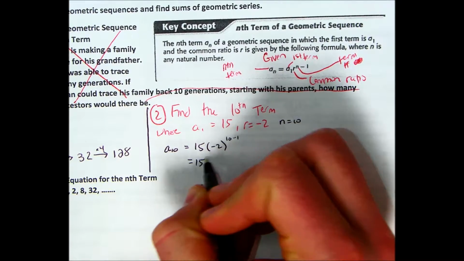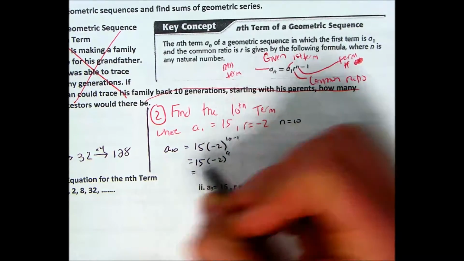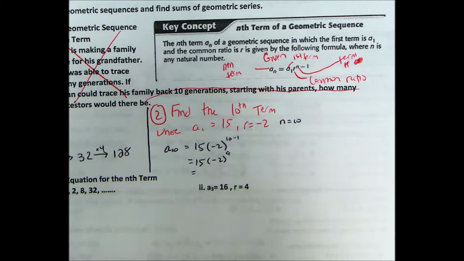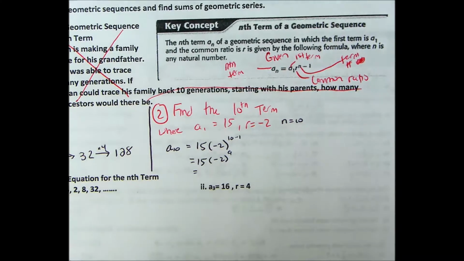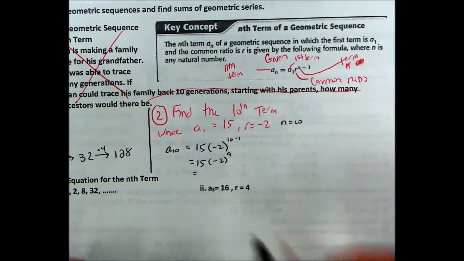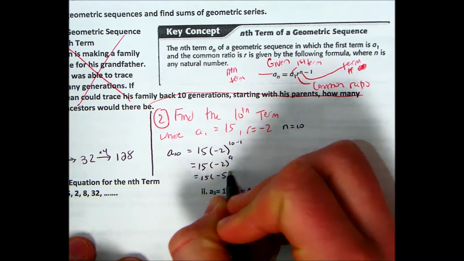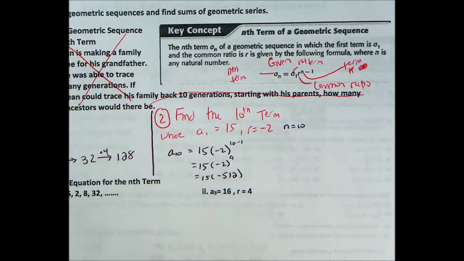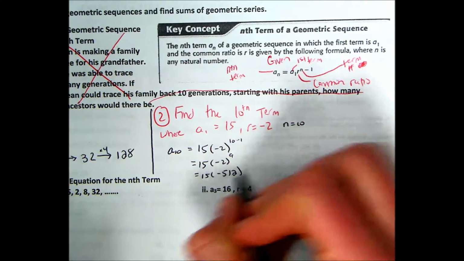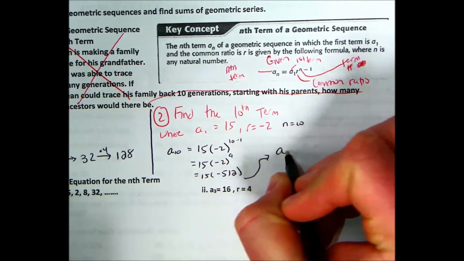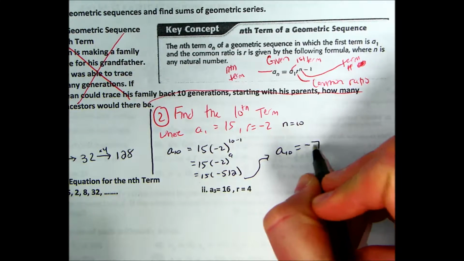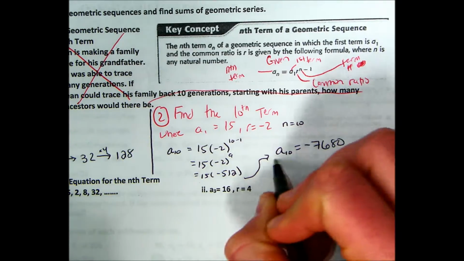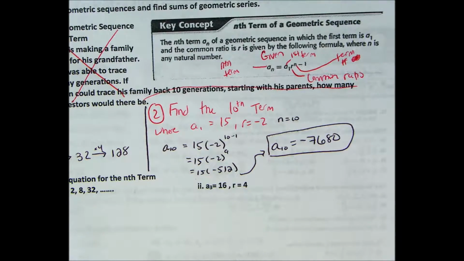You have to do the exponent first, so you do -2 to the 9th, and you should get -512. Just check to make sure that's correct. Yep, -512, and then you multiply that by 15, and you get the 10th term equaling -7,680. All right, so a lot of it really just mirrors arithmetic. You just have this common ratio instead of common difference.